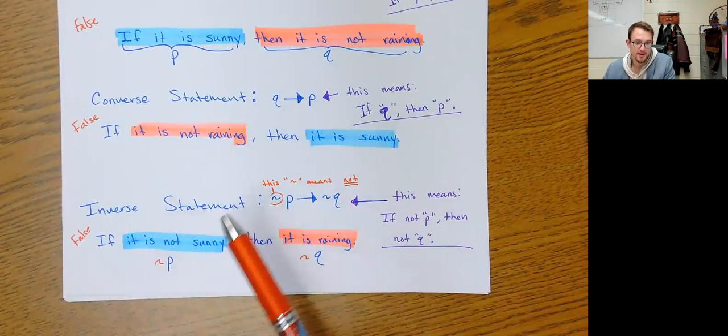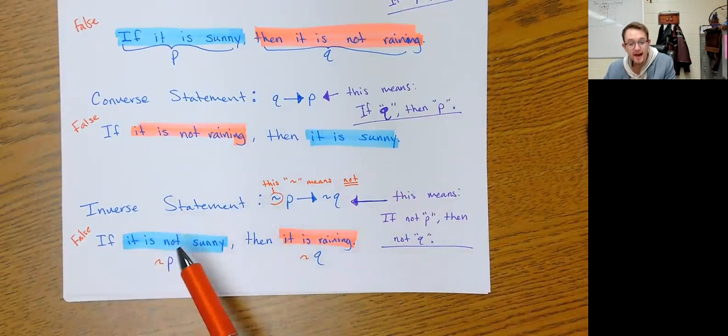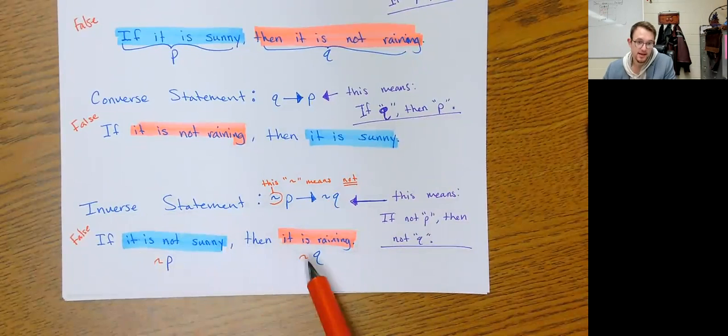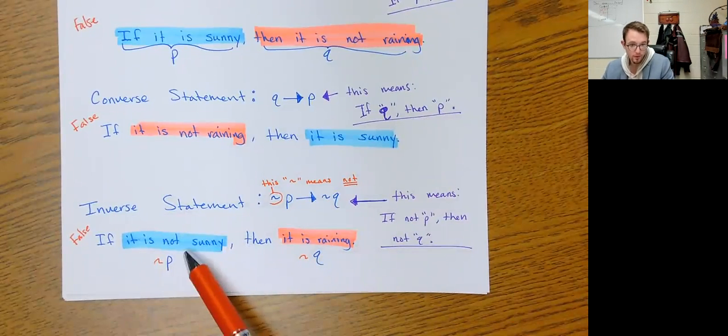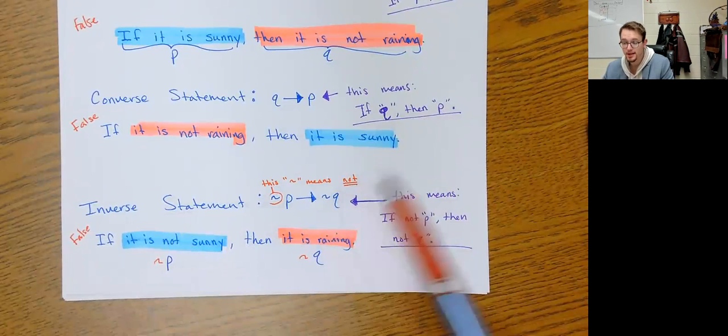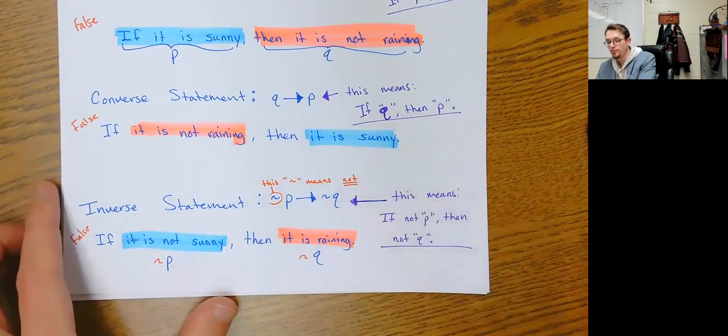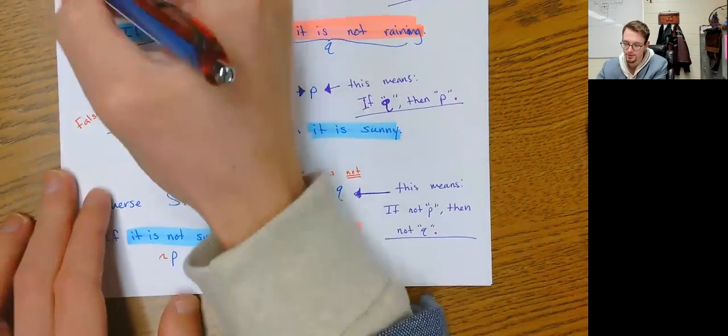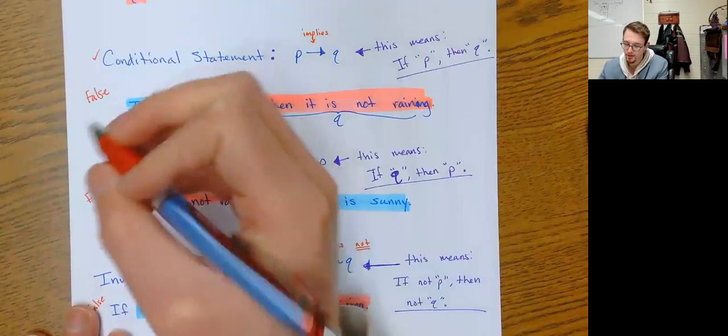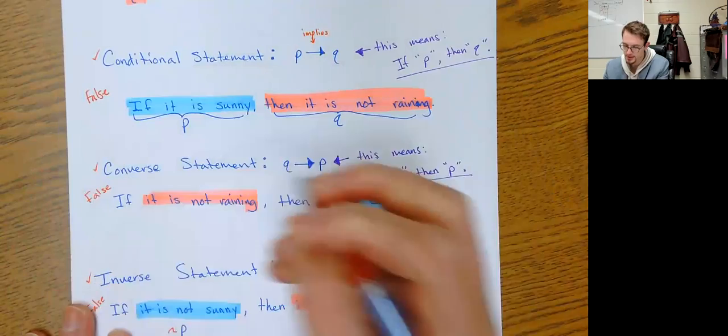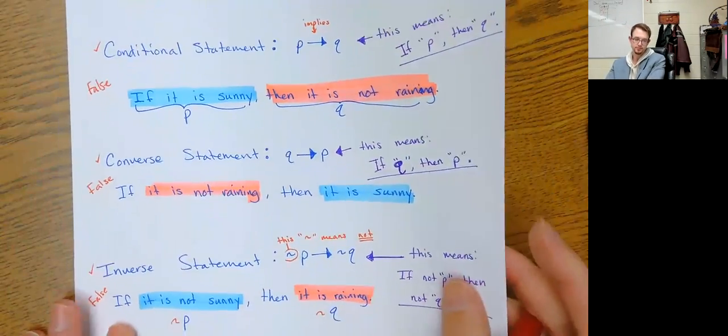And the inverse statement is if it is not sunny, then it is raining. Well, if it's not sunny, that could be nighttime or it could be overcast. Doesn't necessarily mean it is raining, right? Now we have one more statement. So we've done the conditional, the converse, and the inverse. Now the very last one is the contrapositive.